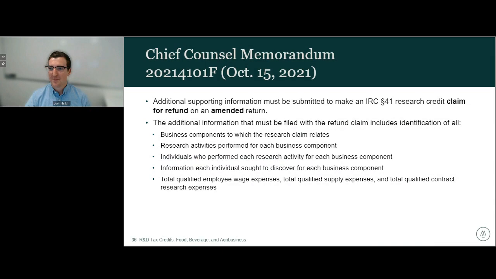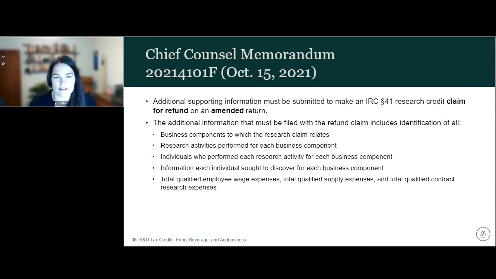Thanks. So late last year, there was a Chief Counsel memorandum that was issued that specifically applied to research credit claims on amended returns for a refund. And if you are a taxpayer that is amending your return to claim an R&D credit, and that credit will result in a refund, there's now an additional documentation requirement that has to be submitted with the amended return.